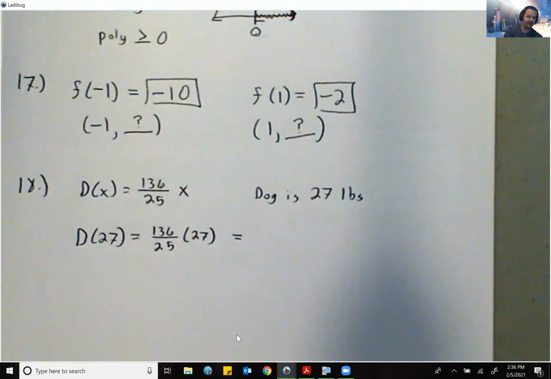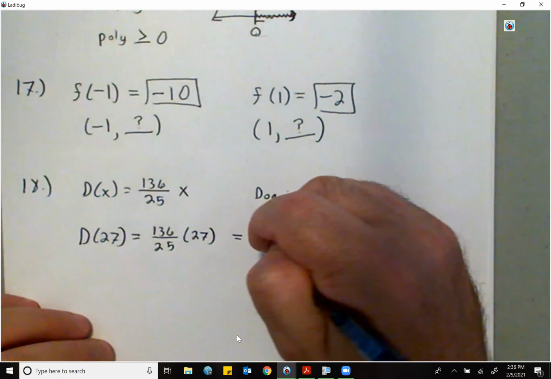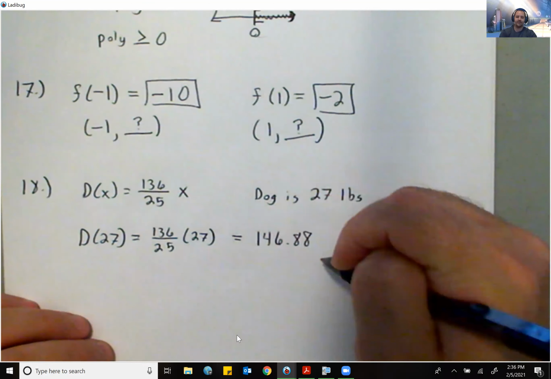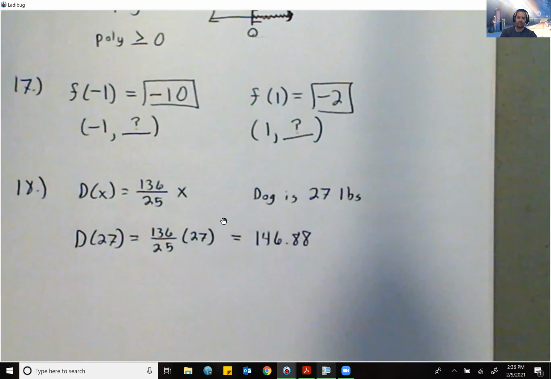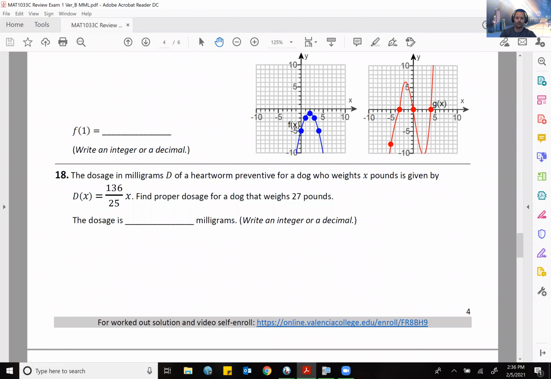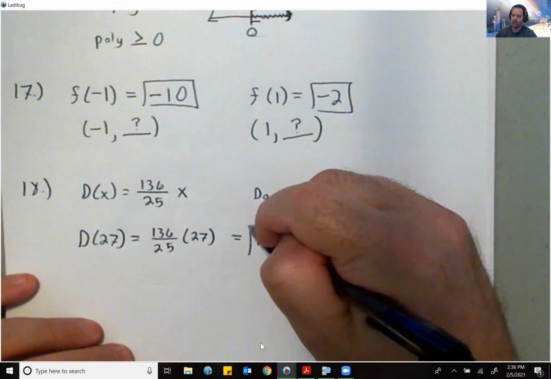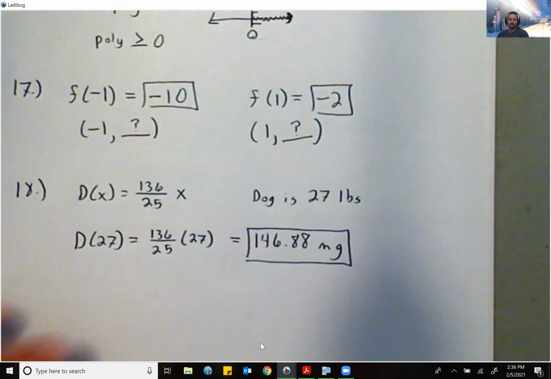That's a good question. Let me find out. Double checking myself. So say that again. I got 146.88. Perfect. 146.88. And I always like to include labels. So that would be milligrams. So mg. There you go. That's all number 18 is about.